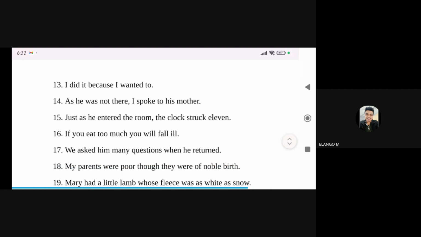The thirteenth, I did it because I wanted to. Because I wanted to. And again, this one is what? Adverbial. Because I wanted to is the clause, right? Correct. The fourteenth one, as he was not there, I spoke to his mother. As he was not there. And what is that? Adverbial.